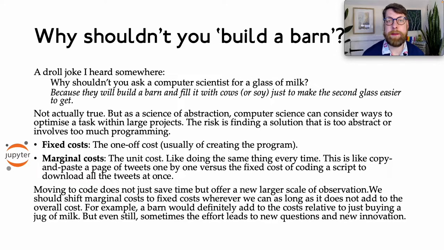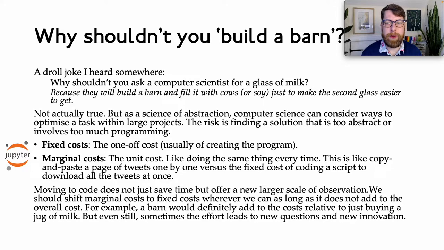One of the ways to address this question of how we find balance can start with this joke. I know it's not a great joke, but it says: why shouldn't you ask a computer scientist for a glass of milk? Because they'll build a barn and fill it with cows just to make the second glass that much easier. Now, I know it's not true. I have had a glass of milk with a computer scientist before, and it did not involve a barn.